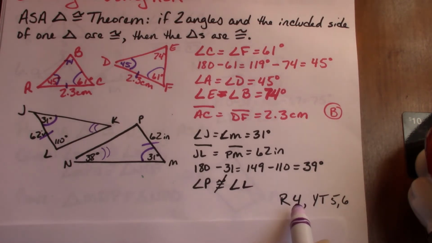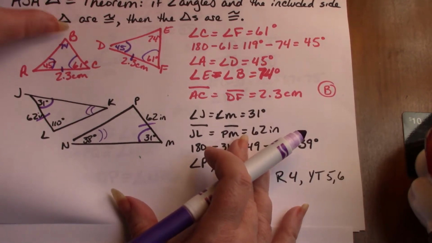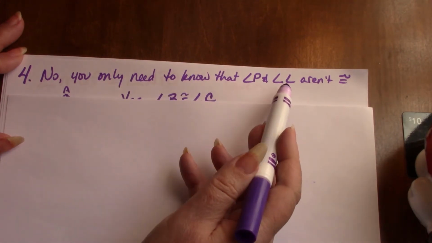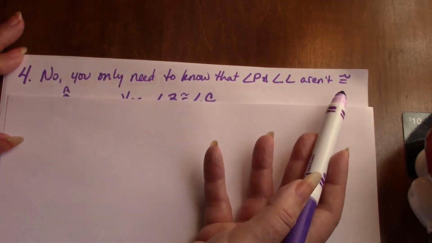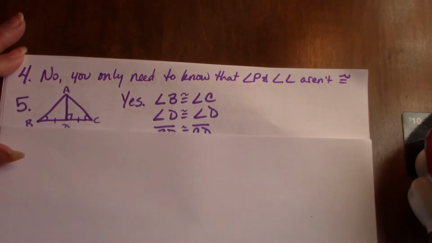So pause here, try reflection question number 4, and your turn numbers 5 and 6, and come back when you're done. Number 4 is no. You only need to know that angle P and angle L are not congruent. As soon as you find one that's not congruent, then the whole triangles aren't congruent.